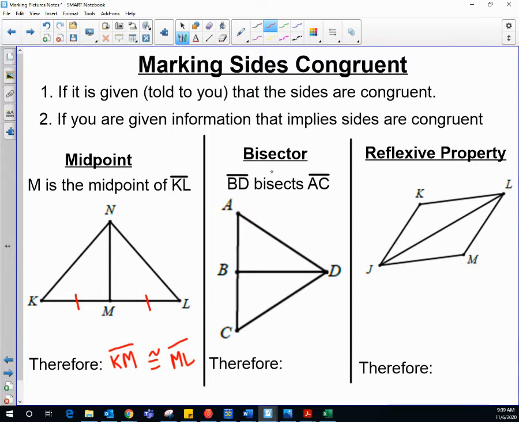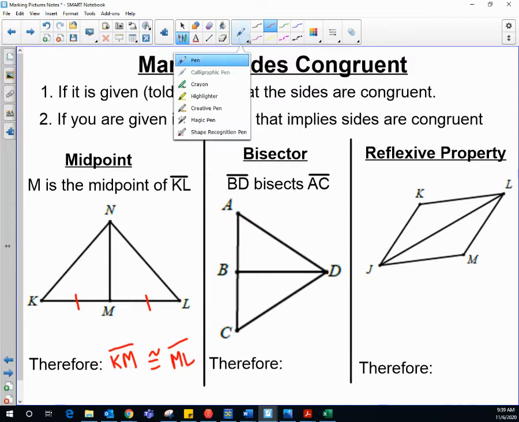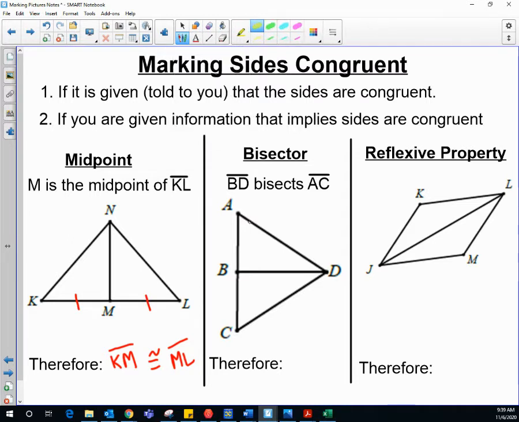Next is if you see a bisector. So a bisector, remember, is something that cuts something in half, whether it be, in this case, a segment bisector, or whether it be an angle bisector, which we'll get to. So we know BD, I'm going to highlight it, bisects AC. So that BD is cutting AC in half, okay? So I'm going to extend it just so you can get a visual. So that means this yellow BD is cutting AC in half.